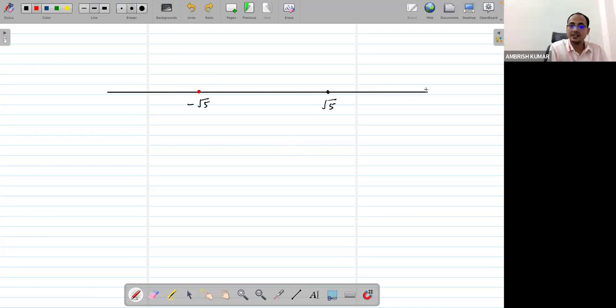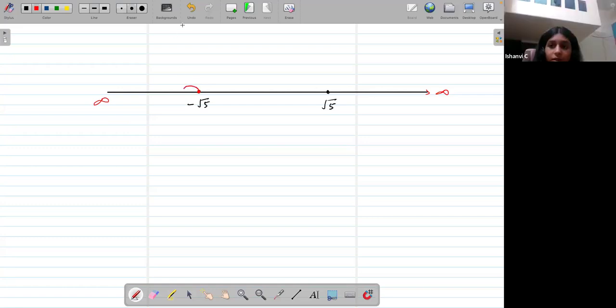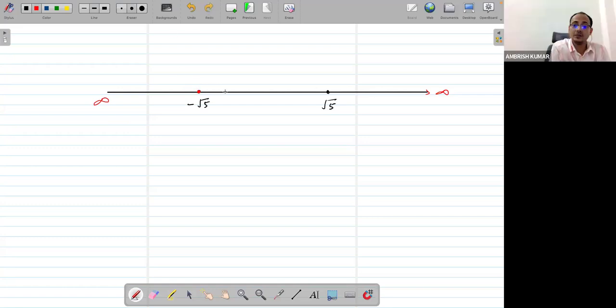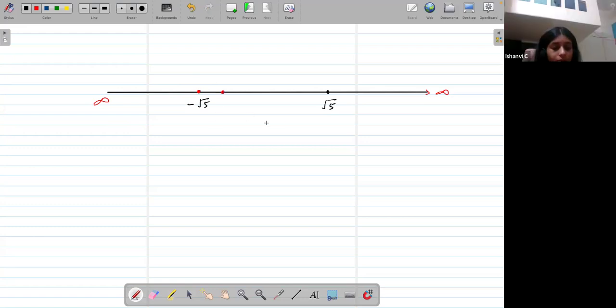On this number line, we have already taken the number negative root 5, right? Now, on the same number line, if you have to write negative 2, where will you have it? It's going to be on the right side. So somewhere here we can mark the number negative 2. Where will you have positive 2?